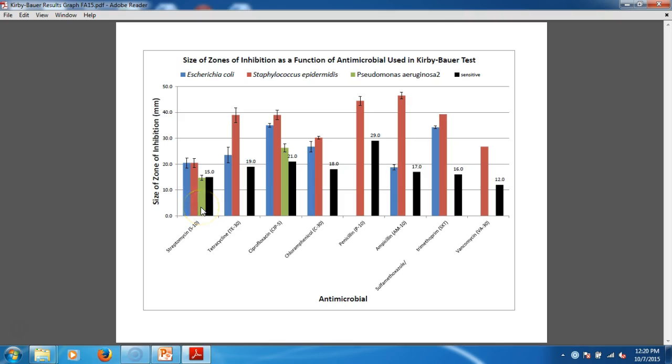Notice that Pseudomonas is only seen on here twice, for streptomycin and Cipro. We had no zones for any of the other antibiotics. It was resistant to all the others. For penicillin, notice again just the Staph. Both E. coli and Pseudomonas, those 2 gram negatives, are resistant. Hence no bars.